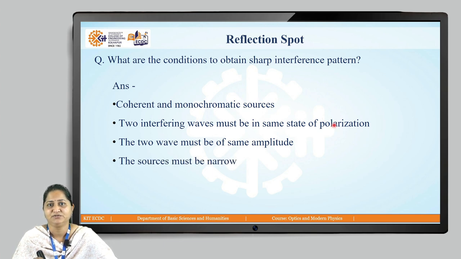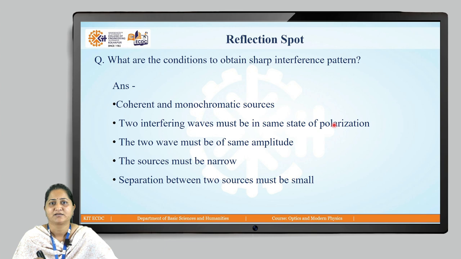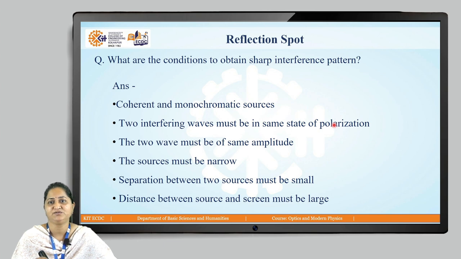The source must be a narrow source. The two sources must be close to each other. That means the separation between the two sources must be small. And lastly, the distance between source and screen must be large. So these are the conditions to obtain sharp or clear interference fringes.